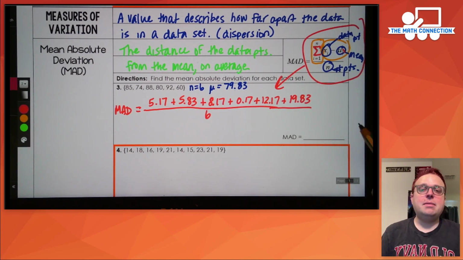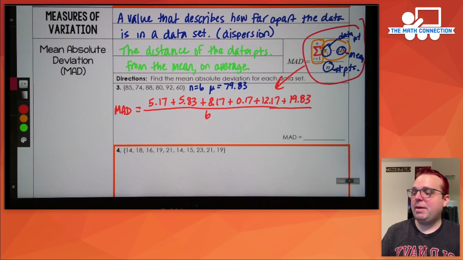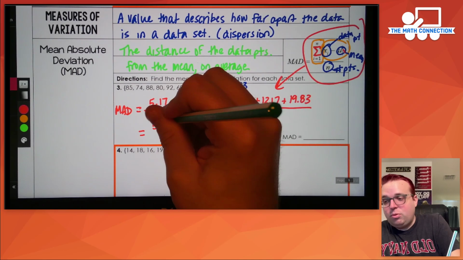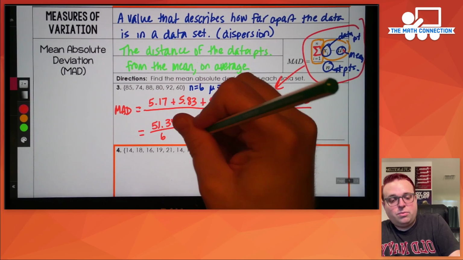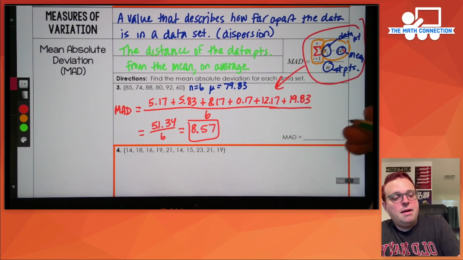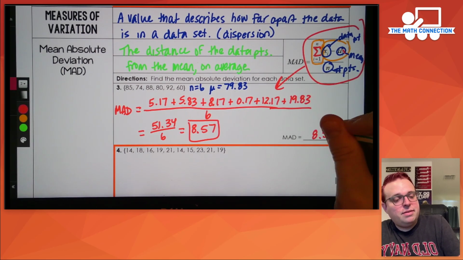Okay, now to find the MAD, all I have to do is add this up and divide by 6. So 5.17 plus 5.83. Be careful when you're keying this in so you don't lose one of the decimal points or a value or something. 0.17, 12.17, 19.83 divided by 6. So all that together is 51.34 divided by 6, which comes out to 8.57. I'm rounding up, okay? This is the mean absolute deviation.